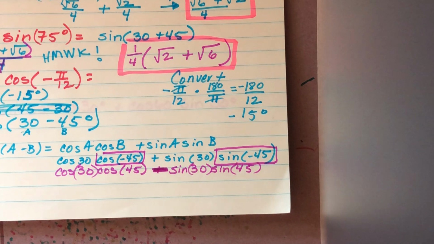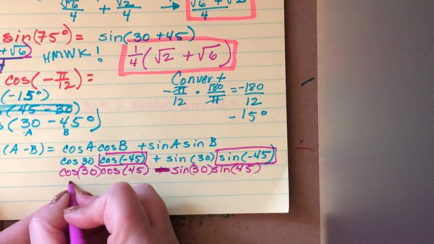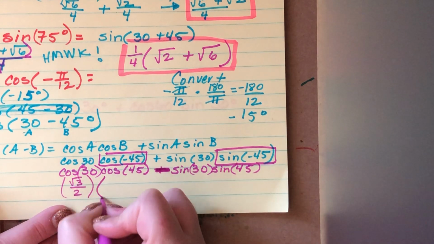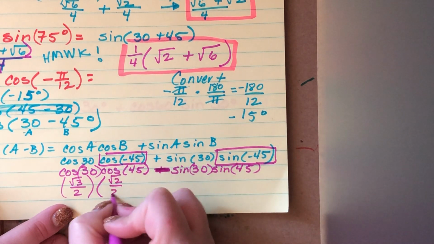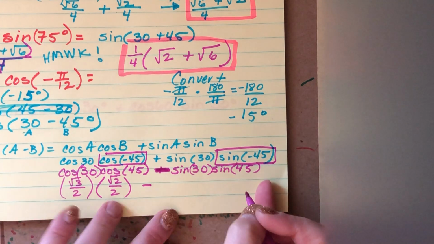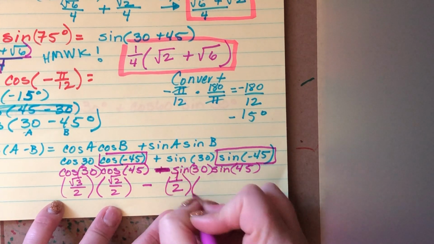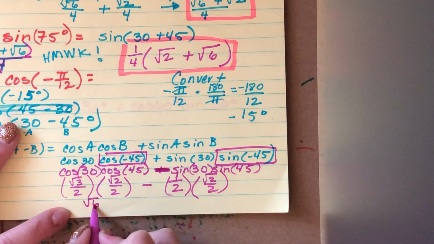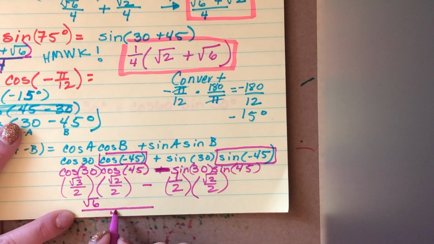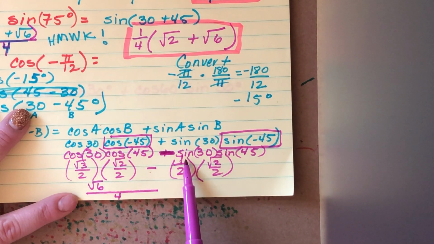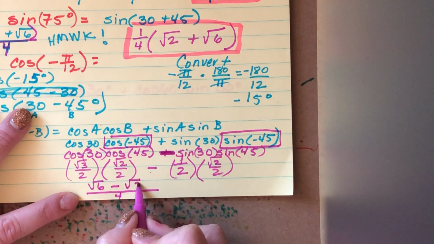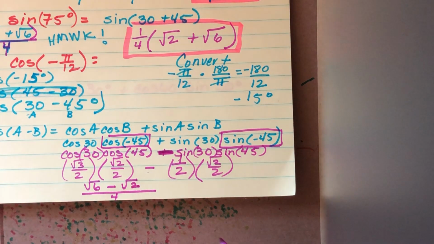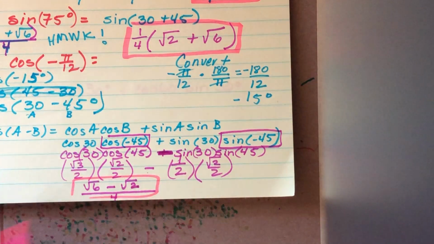Okay, now let's go. Cosine of 30 is square root of 3 over 2. Cosine of 45 is square root of 2 over 2. Subtract sine of 30 is 1/2. Sine of 45 is square root of 2 over 2. So this makes square root 6 over 4. And then we're going to minus 1 times square root 2, minus square root 2. I just kind of skipped some steps because I'm about running out of room. Okay, done with that problem. These aren't that bad. They're kind of pretty.